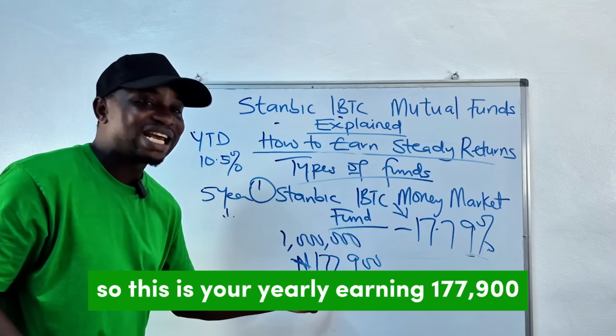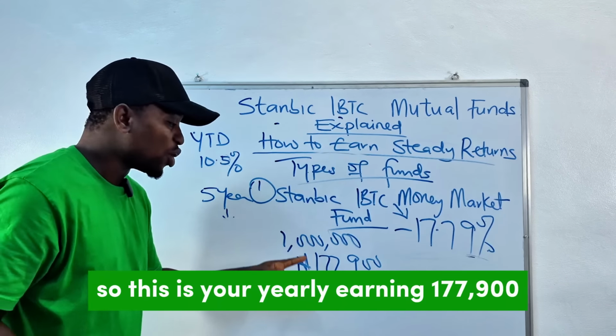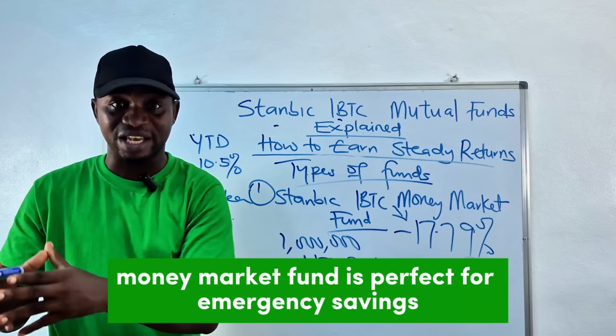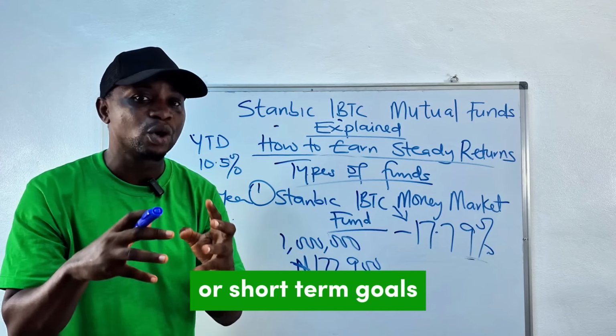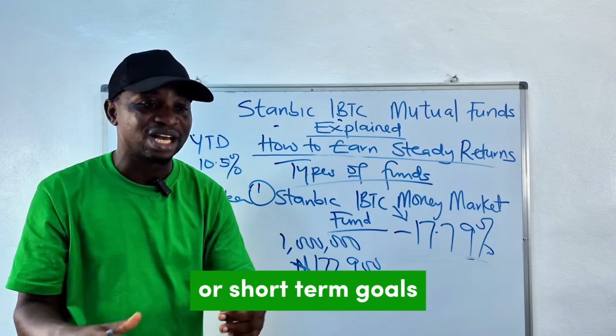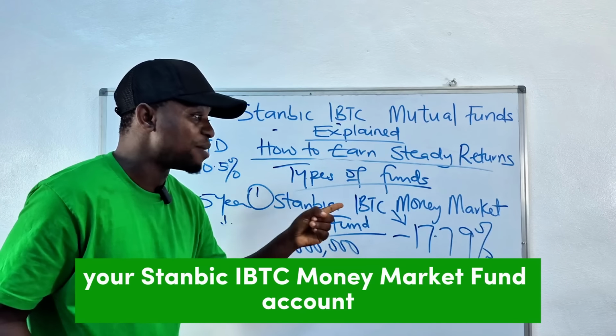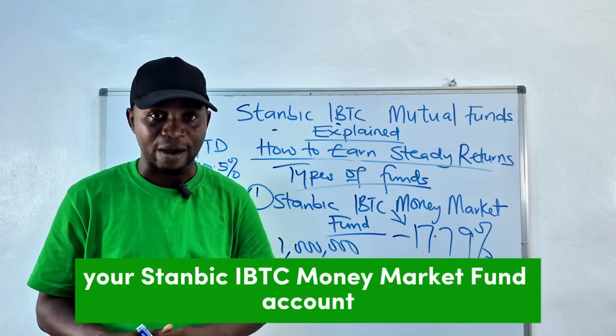So this is your yearly earning, 177,900, while keeping your capital safe. This Stanbic IBTC money market fund is perfect for emergency savings or short-term goals. You also have access to your money anytime. So you can actually withdraw from your Stanbic IBTC money market fund account.